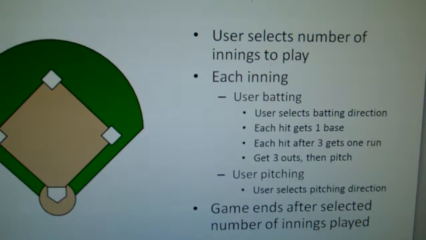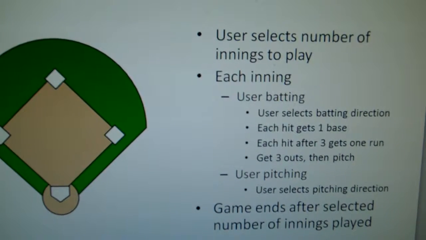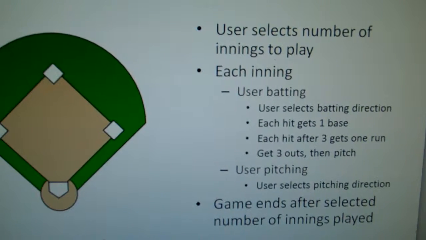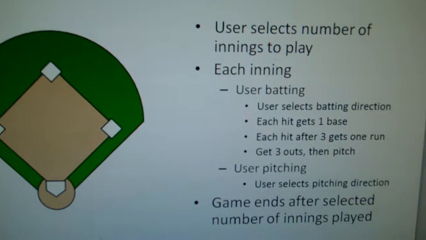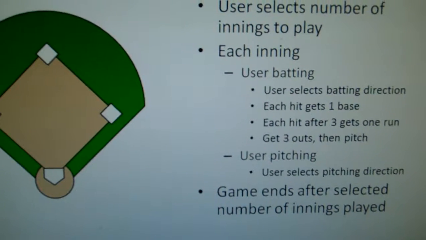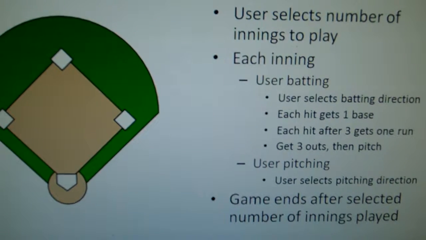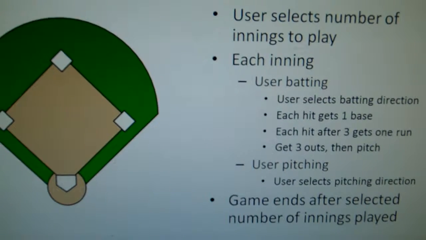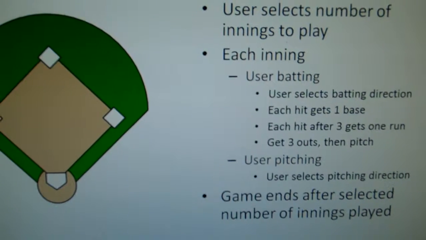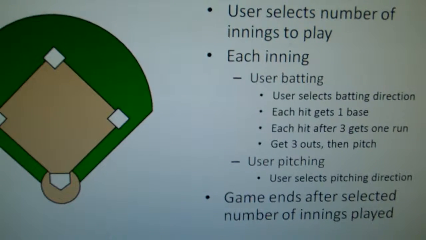After you get 3 bases in one inning, each additional base counts as a run. However, if the batting direction that you choose does not equal the pitching direction, then you get a strike. And after 3 strikes, you get an out, and after 3 outs, you switch sides and you begin to pitch. And for user pitching, it's similar.